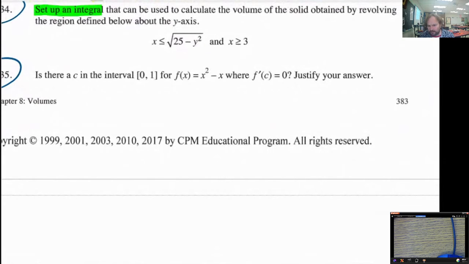Now, the first thing we really got to do here is just wrap our heads around what this looks like. This is x less than or equal to 25 minus y squared. So it's going to be one of those sideways parabolas.